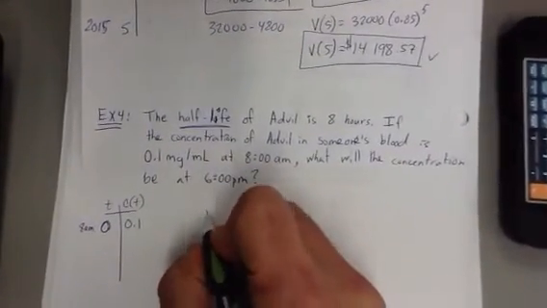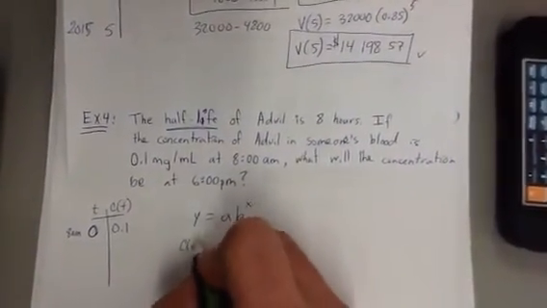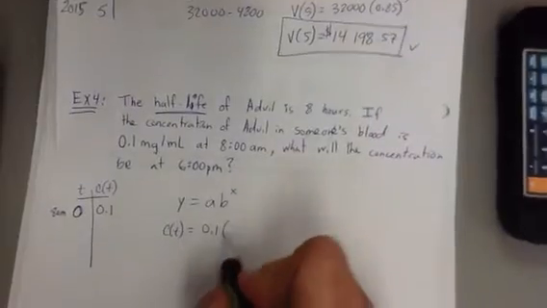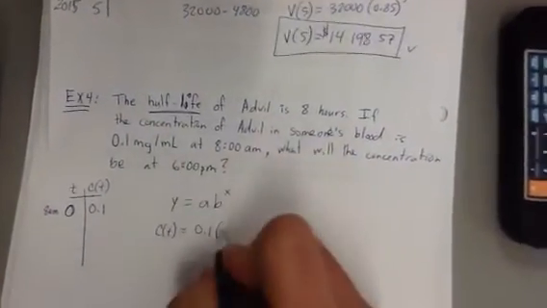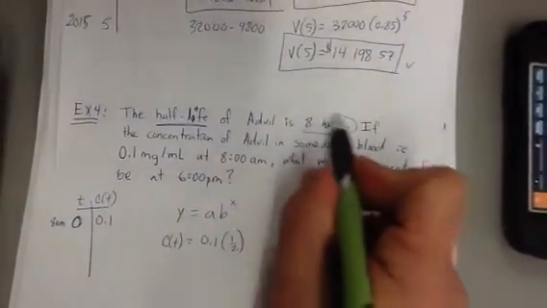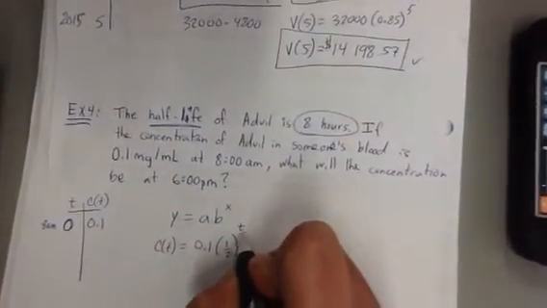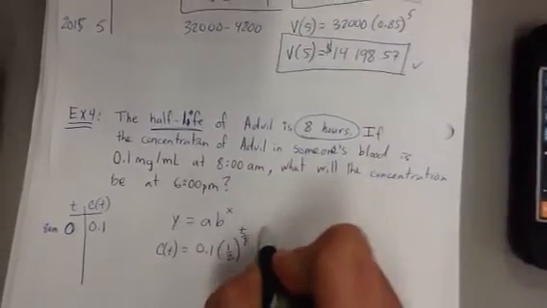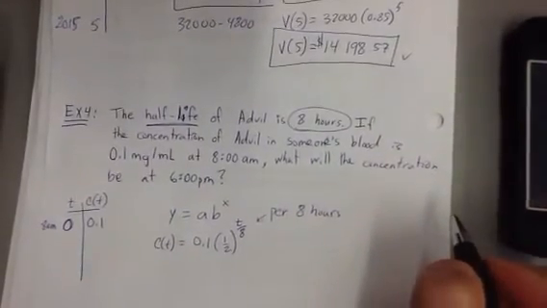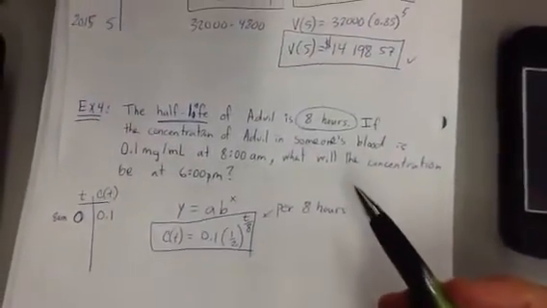So if I come up with a formula, y equals a times b to the power of x, I'm coming up with concentration in terms of time is equal to the initial concentration, 0.1, times the base. The base, well, it's half-life. So you're cutting this in half every so often. Now, the half-life is every 8 hours, so you have to be careful. This is not just to the power of t, it's to the power of t over 8, because it's being cut in half every 8 hours, per 8 hours, just like all the other ones. So this is the proper formula for figuring out the concentration of that drug in your system.